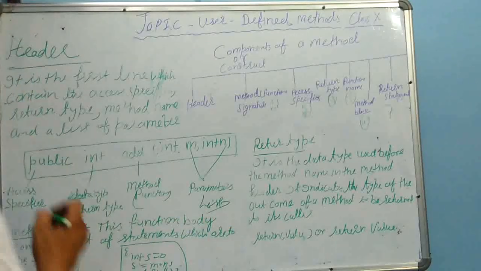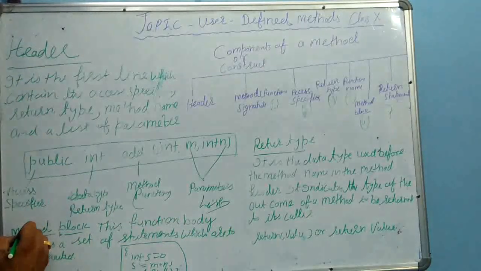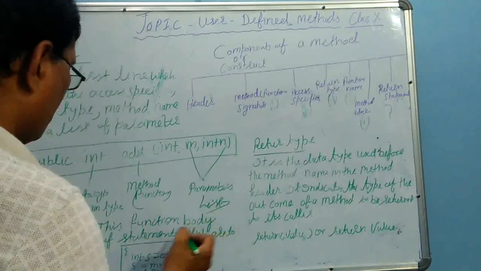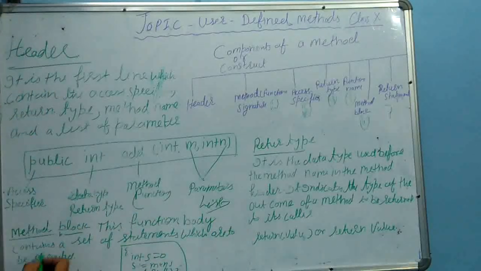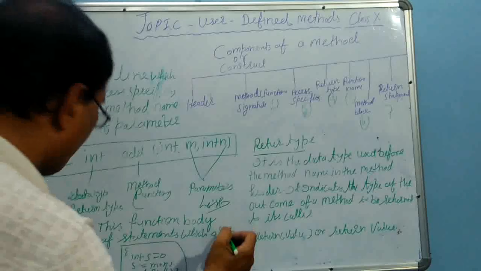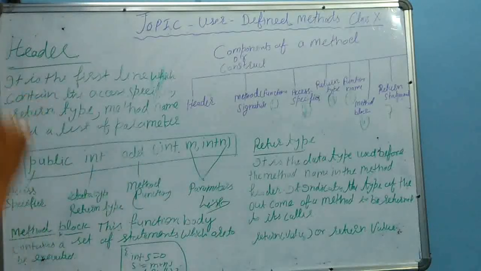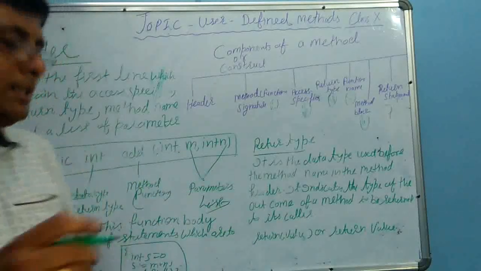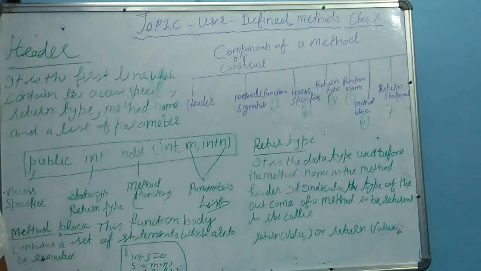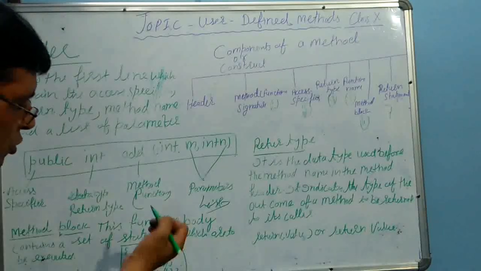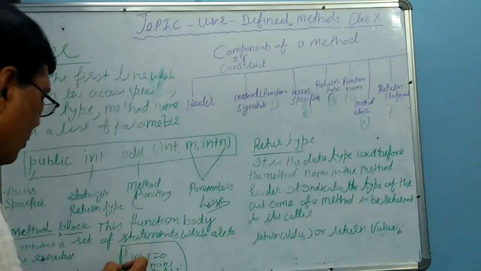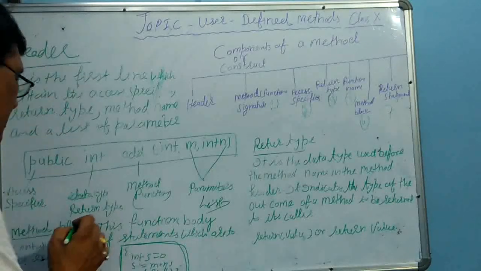Now we will discuss the method block. The function body contains a set of statements which are to be executed. The part of the function body that will be executed is called the method block. This is the example: integer s is equal to 0, and s is equal to n plus n, and return the value of s. So this box is called the method block.